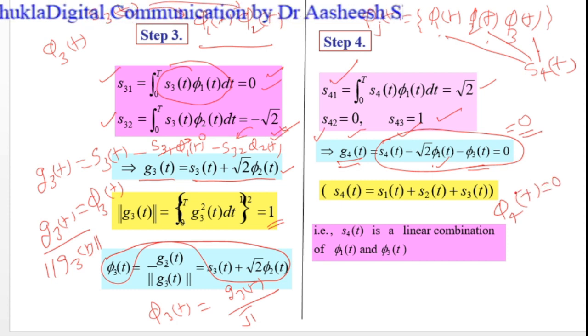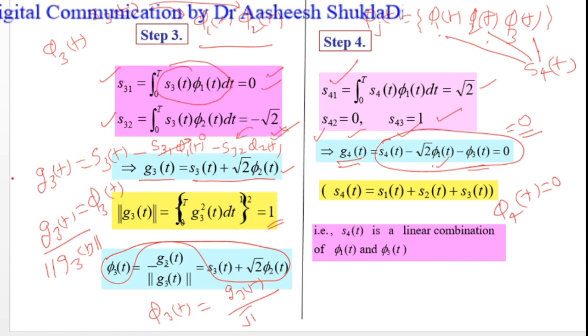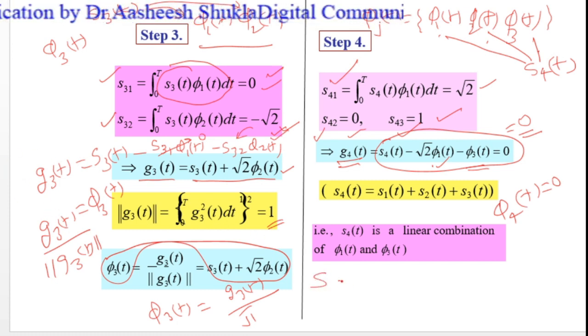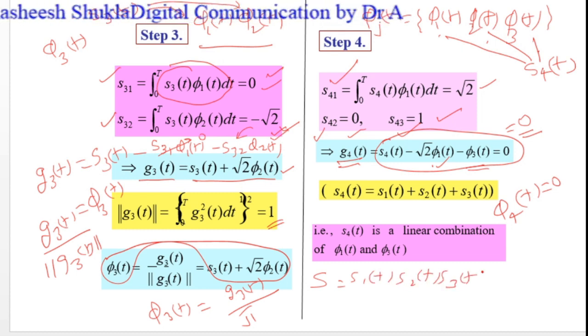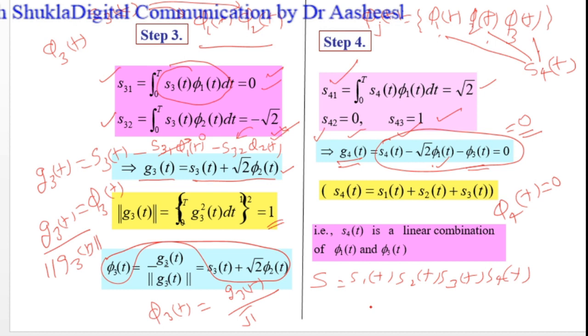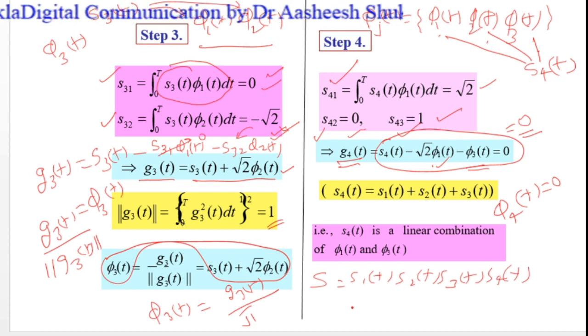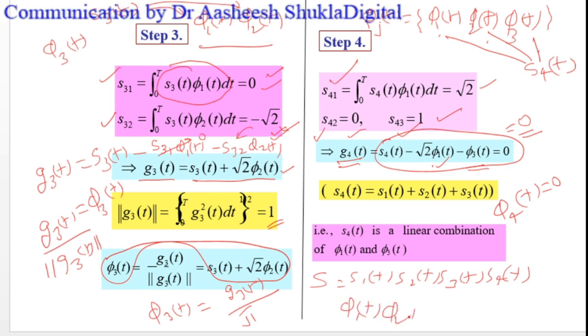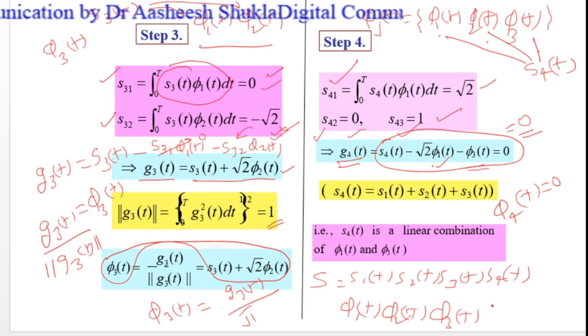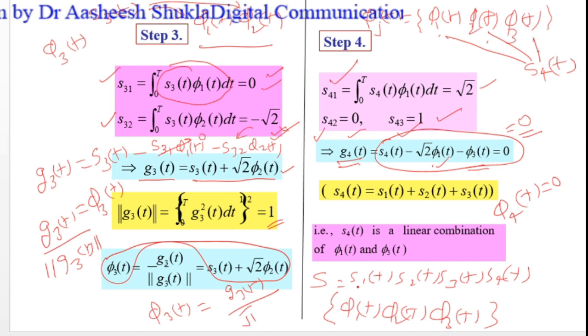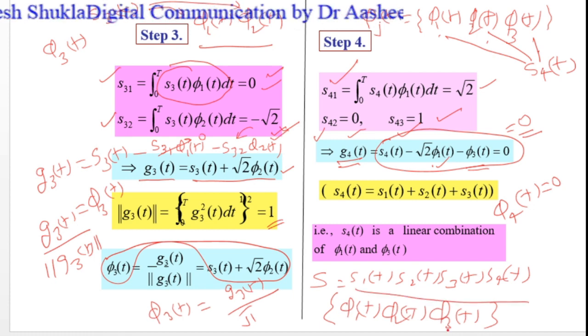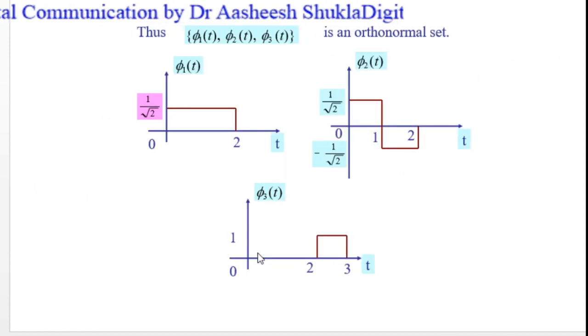Hence you can conclude that the vector set which is given to us is S1(t), S2(t), S3(t) and S4(t), and you have converted it into a new vector set, that is phi 1(t), phi 2(t) and phi 3(t), and there is no phi 4(t). So all these elements can be written as a linear combination of phi 1(t), phi 2(t) and phi 3(t), right? So this is your solution of the orthogonalization process.